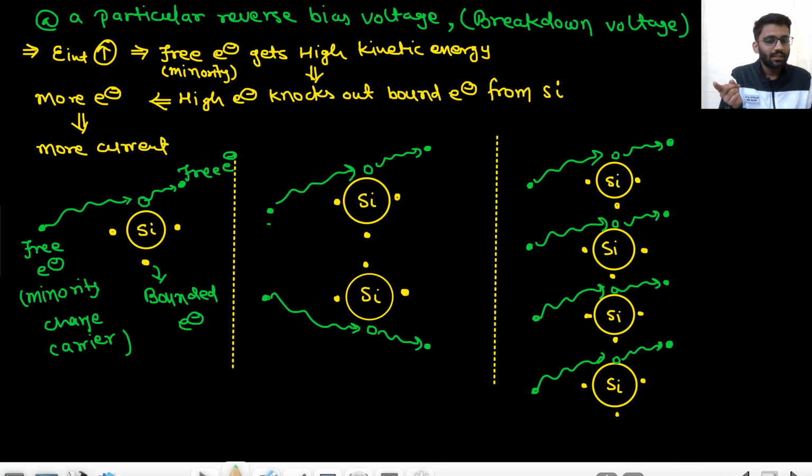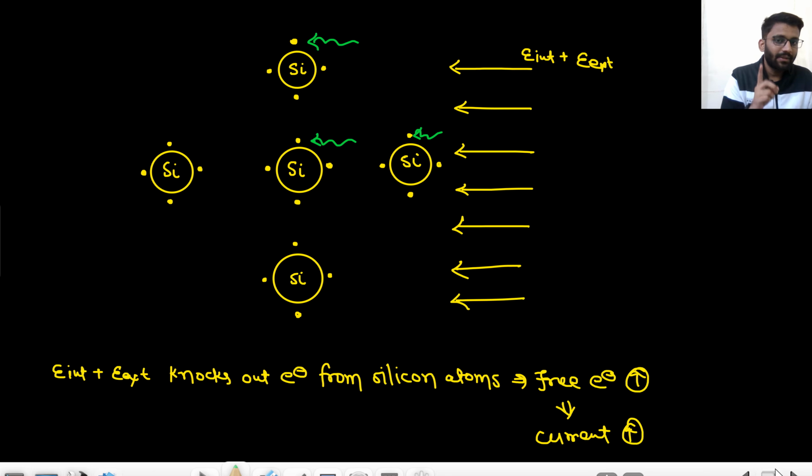In the avalanche breakdown, because of the electric field, electrons were moving, knocking out these bounded electrons. Are you getting my point? In avalanche breakdown, what was happening? The electric field was so strong that electrons were getting more kinetic energy, and because of this more kinetic energy, they were knocking out these bounded electrons. So who were knocking out the bounded electrons? Electrons. And in case of Zener breakdown, the electric field is knocking out the bounded electrons. Are you getting the difference?